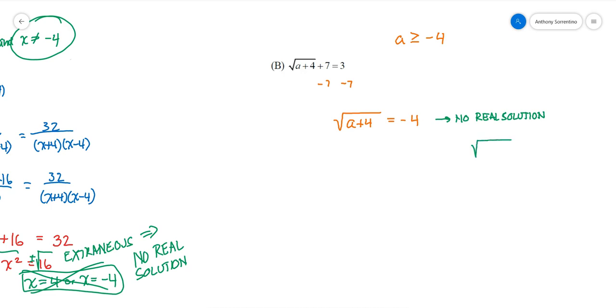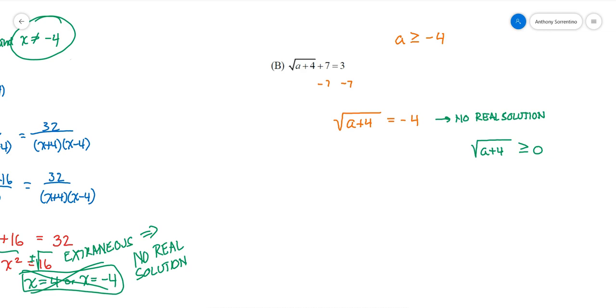Because the square root of a plus 4 needs to be greater than or equal to 0. The square root of anything should be positive or 0, because it's a principal square root. It means only the positive square root. A positive square root's not going to give you a negative value unless you have a non-real answer. I'm not looking for non-real answers. So I could say no real solution right there.